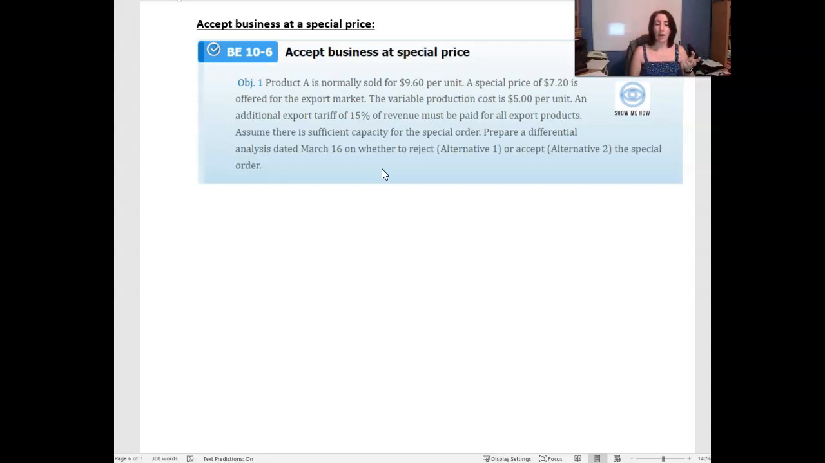So our options are whether or not to accept or reject the order. They have it in this order, reject and then accept, so that's how we'll write it up here. Reject or accept. Those are our alternatives.